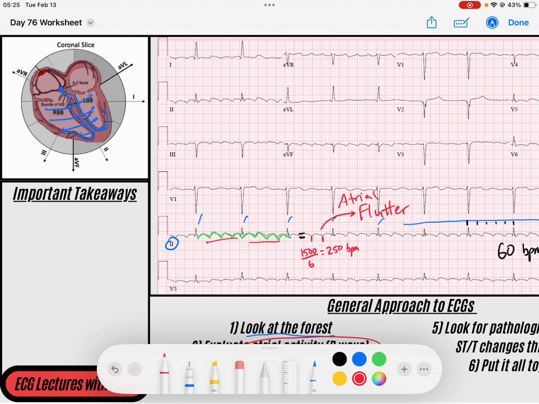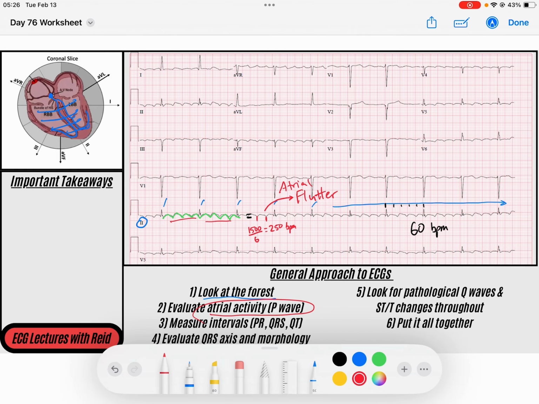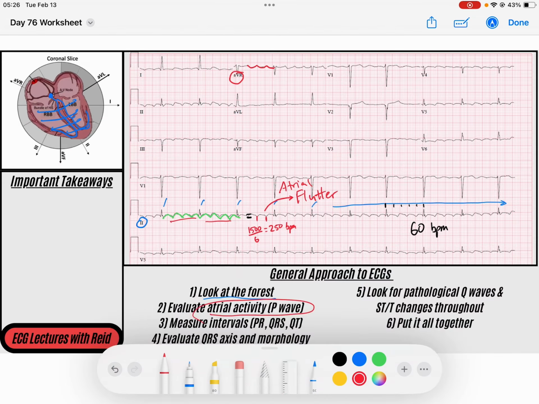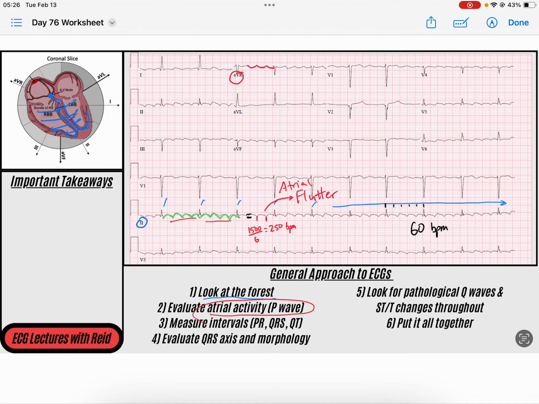And so atrial flutter characteristically is going to create this very regular pattern, a sawtooth pattern, at a rate of 250 up to 300 beats per minute. And so that is what my atria is doing, and you can see, AVR has it. You get this nice pattern in AVR. Not every lead's going to have a perfect sawtooth pattern. It depends on the type of atrial flutter. Atrial flutter can happen in various different areas of the heart.